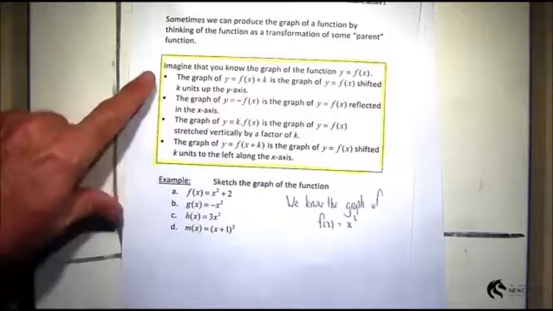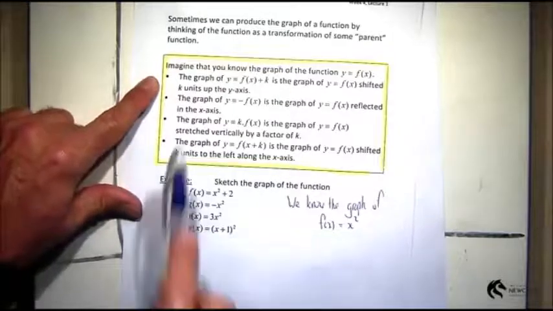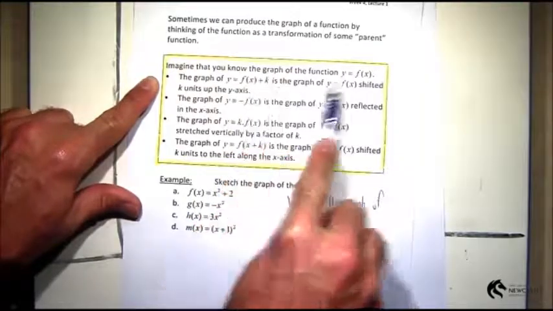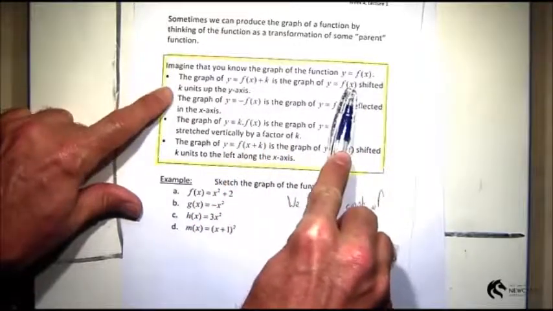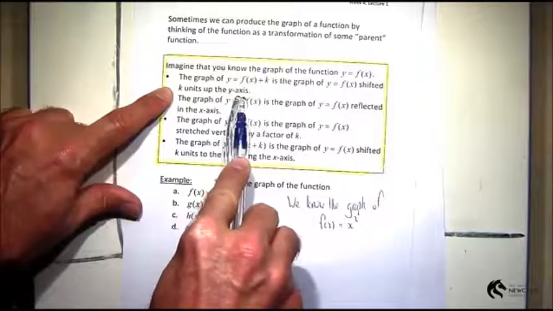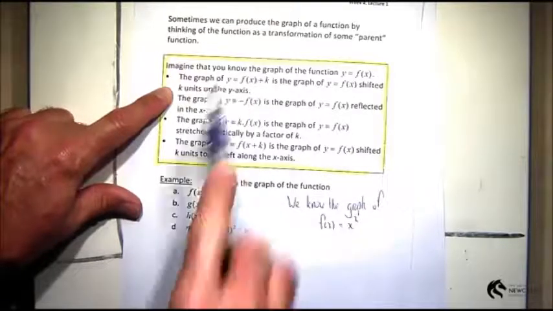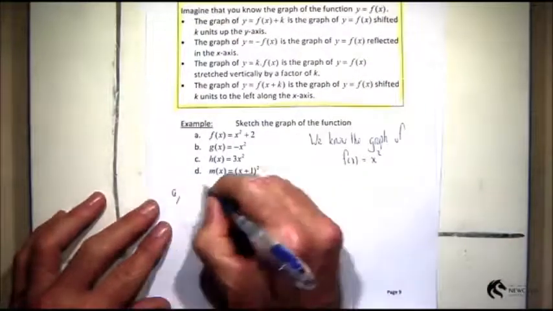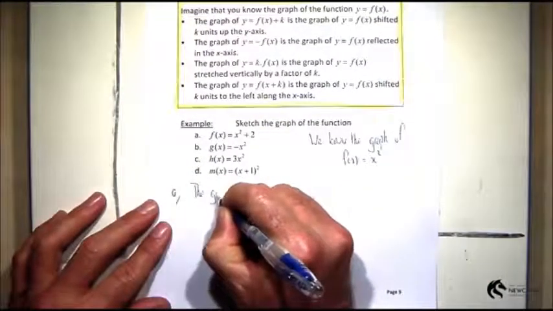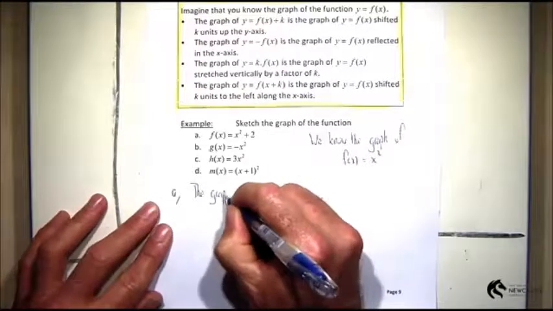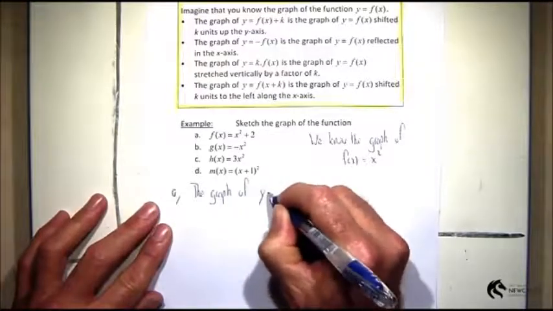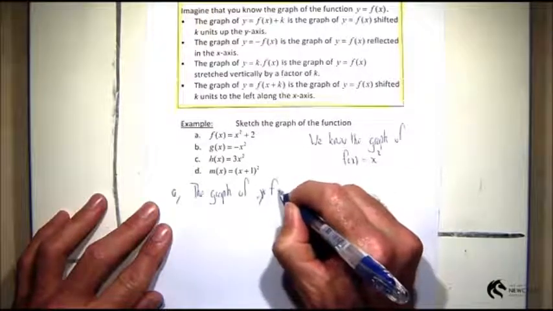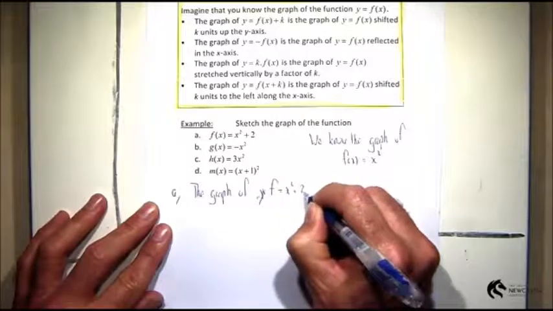Look up here at the first dot point. It says the graph of y is equal to function x plus a constant is the graph of y is equal to f of x shifted k units up the y-axis. So I'm going to make use of that one here, and we'll see that it makes sense. So I can say the graph of y, I should call it f, shouldn't I? f equal to x squared plus 2.